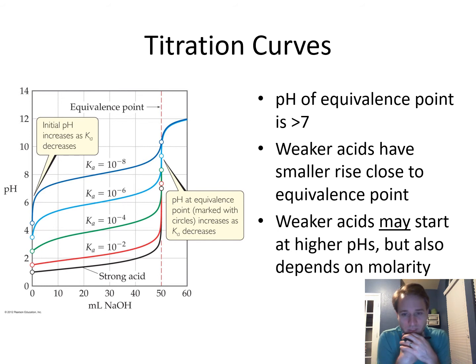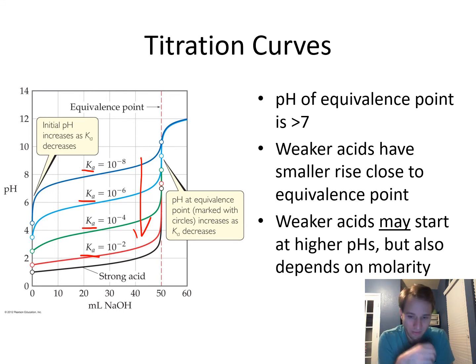Now some notes about these weak acid, strong base titration curves. Here we have a bunch of plots where I have different values of Ka. Recall that the larger the Ka, the stronger the acid. So the strength of the acid is increasing as we go down. You see the stronger the acid, the lower the initial pH. And then the weaker the acid, the higher the pH will be at the equivalence point.